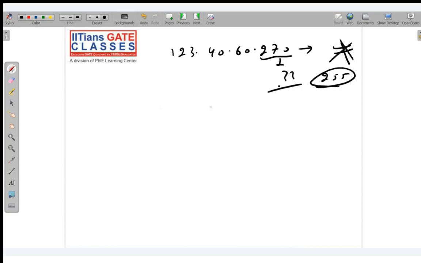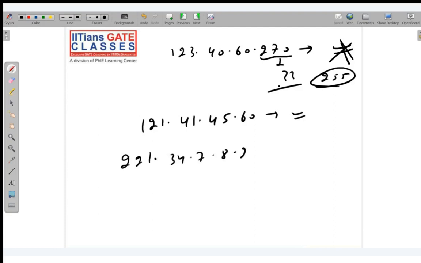Next, if I write 121.41.45.60, yes, this is a valid IP address. 4 octets and everything is fine. Next, if I write 221.34.7.8.2, is it valid? No. Why? How did you get 5 octets? There are only 4 octets. Next, say 75.45.301.41. No. How did we get this 301?